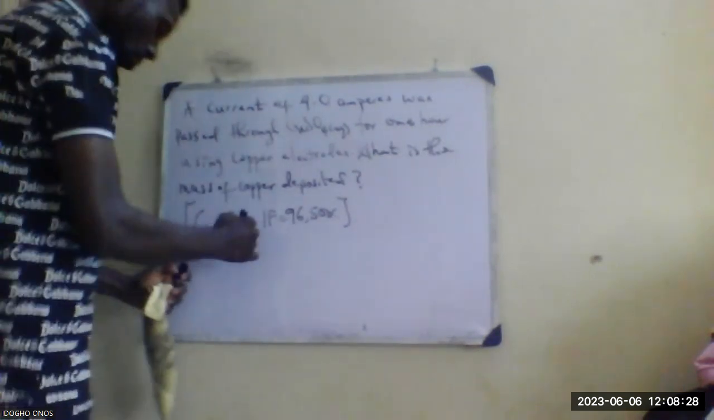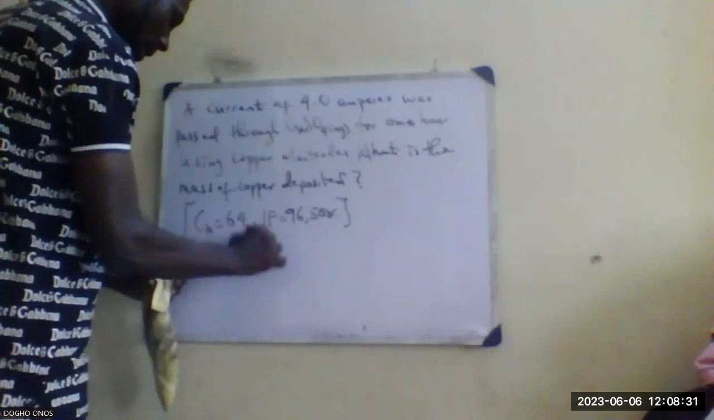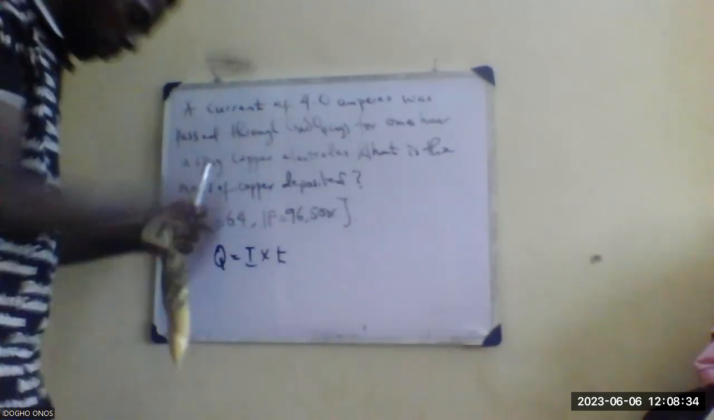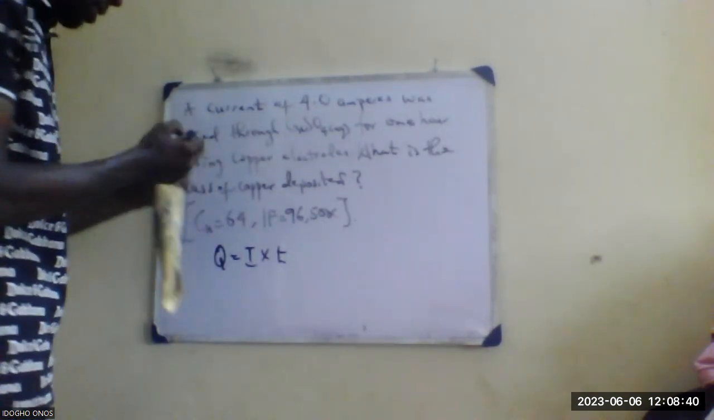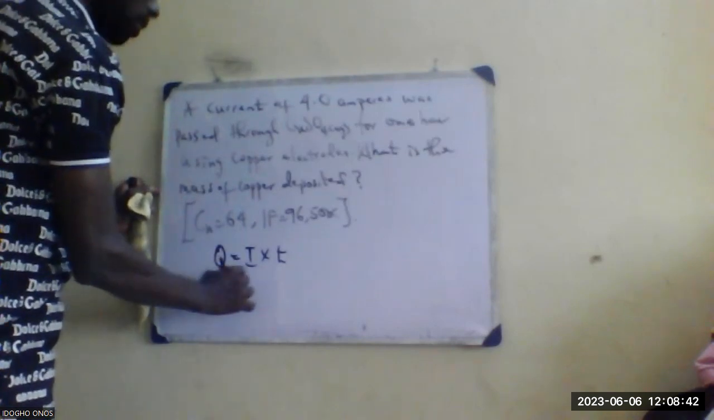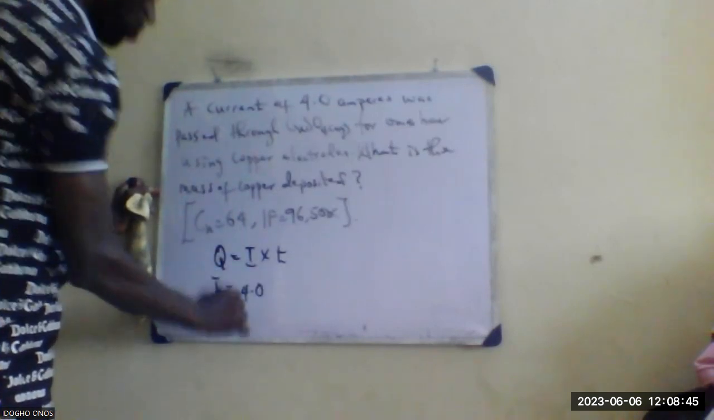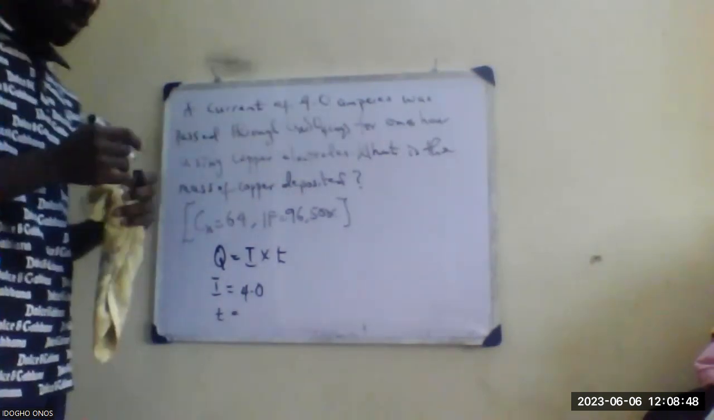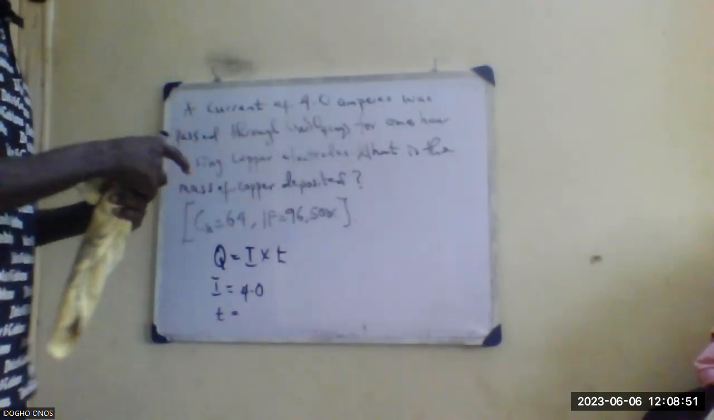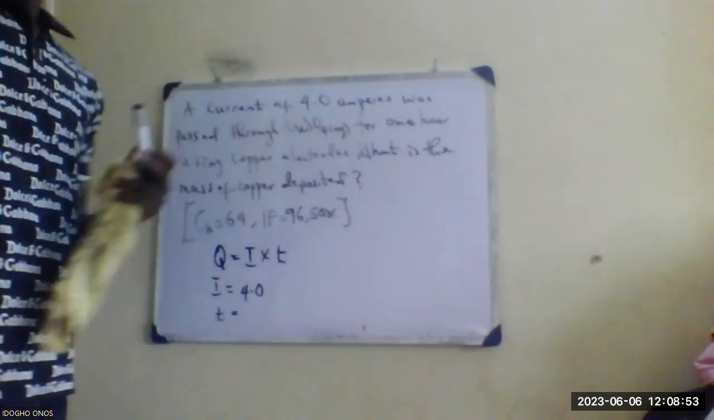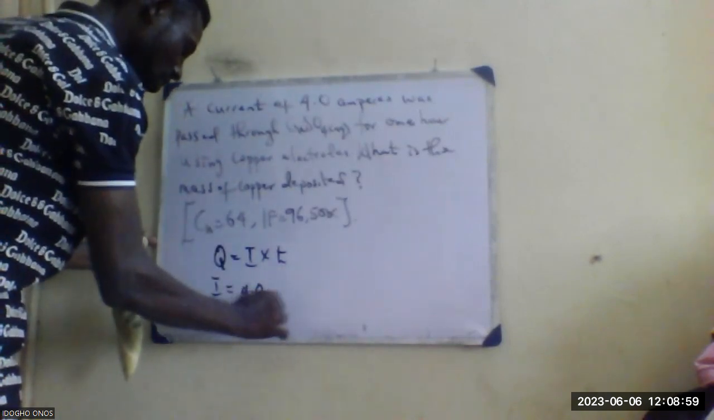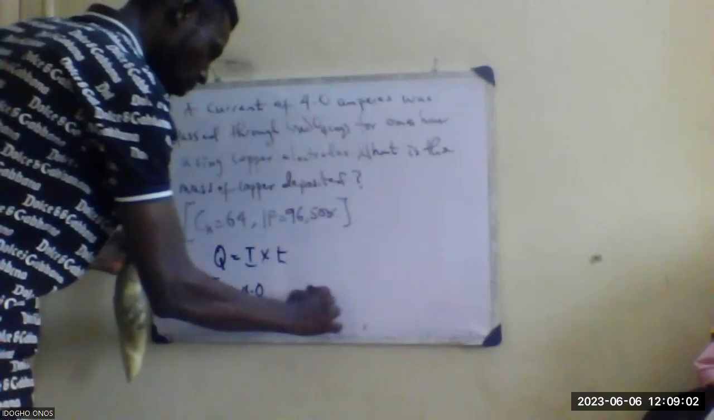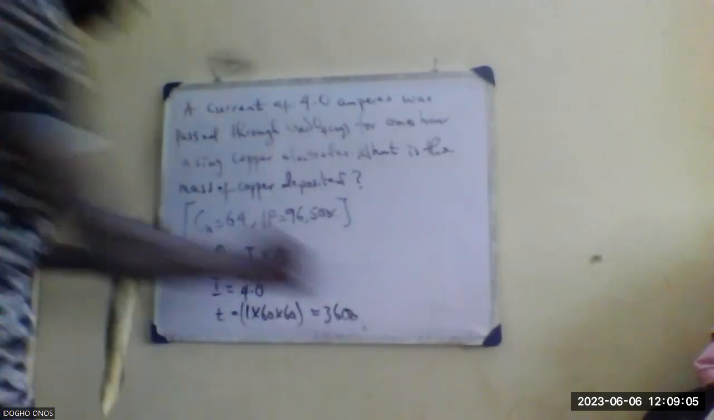So let me clean this off before. So Q equals I times T. Then your I, which is your current, is already given as 4.0. Your current is always in amps, that's the unit for current. Then the time is 1 hour. We are not to use that 1 hour, we are to convert it to seconds. So that will be 1 times 60 times 60, which gives me 3,600 seconds.